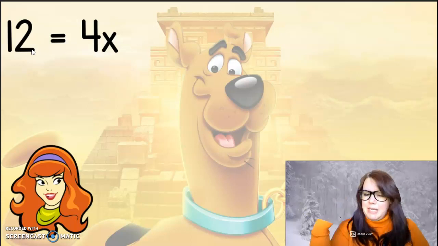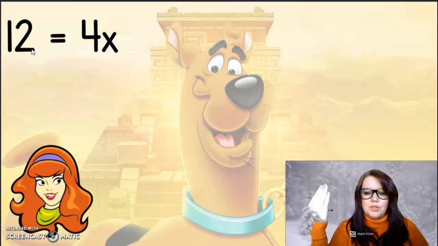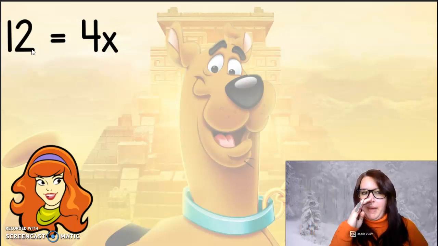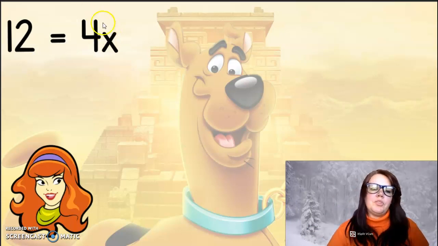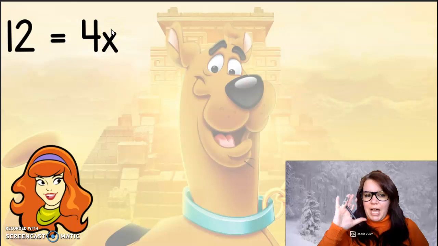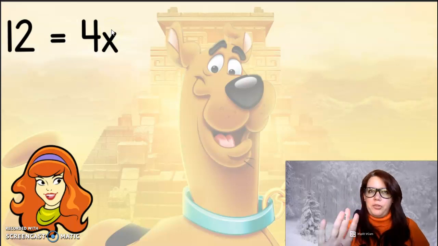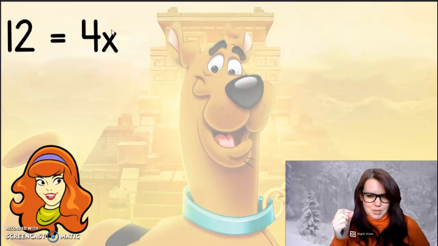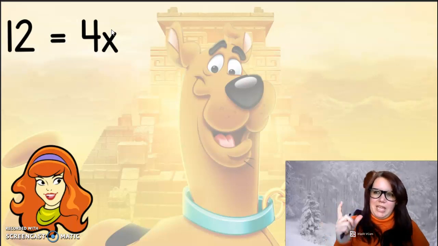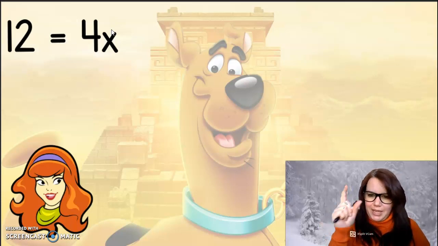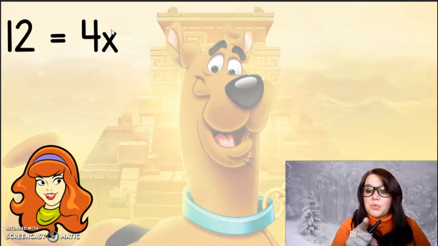But sometimes you get bigger numbers and you can't always do those in your head, so we have to make sure that we go backwards using our little detective skills. We have to uncover it. I know that it's being multiplied by 4 to get to 12, so I'm going to undo it. We're going to work backwards. How would I undo something times 4? The inverse operation of multiplication is division. That's what would undo it.